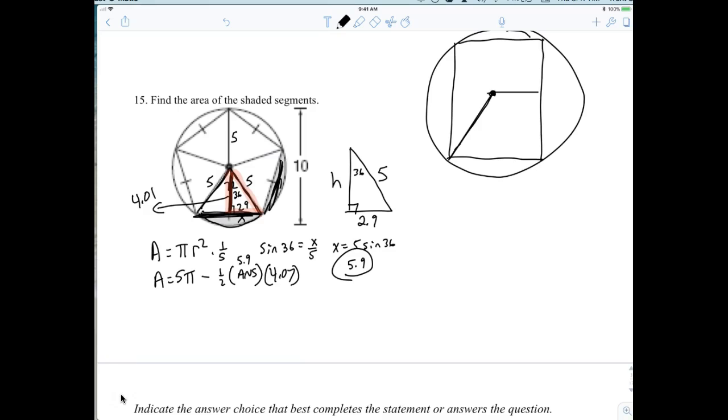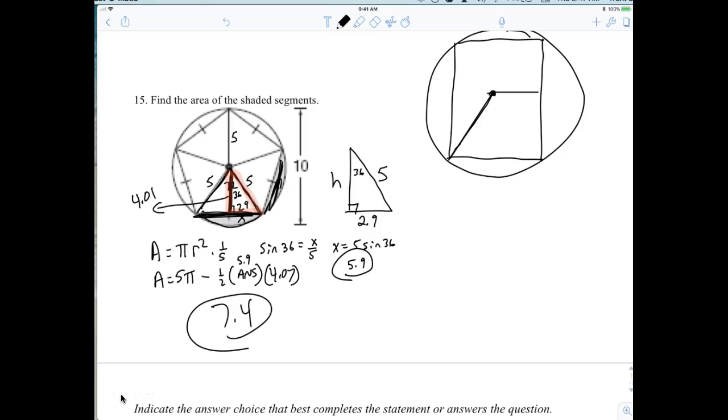7.4. So the total overall answer is 7.4? Somebody confirm that. Yes, good for you.